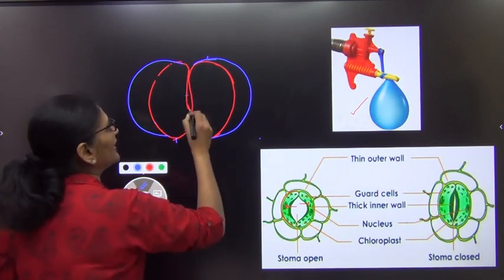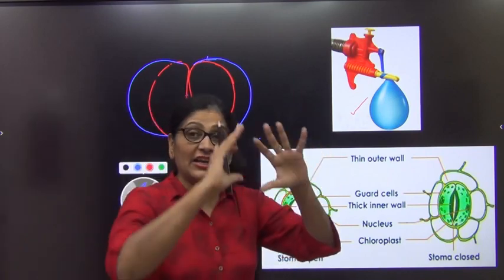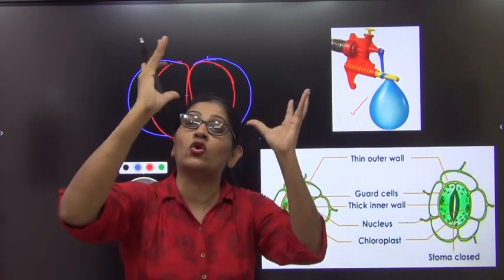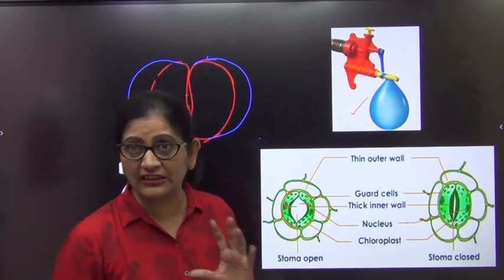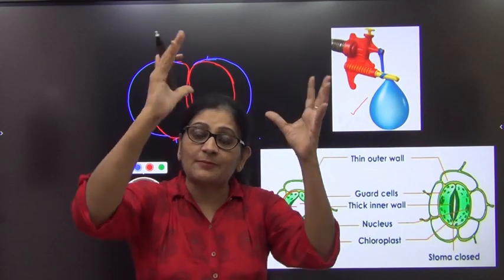The inner wall is thick and elastic. So what will happen? This will not stretch like this. A balloon stretches from all dimensions. Why? Because all the walls are evenly thin. Wherever it is thin, it is equally thin, so it expands on all sides.